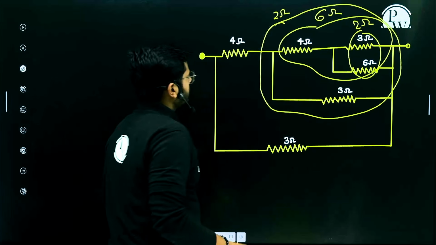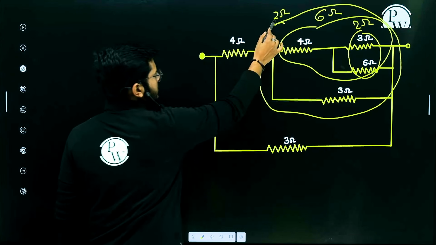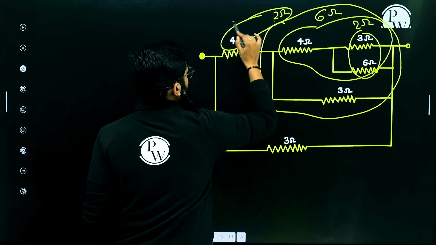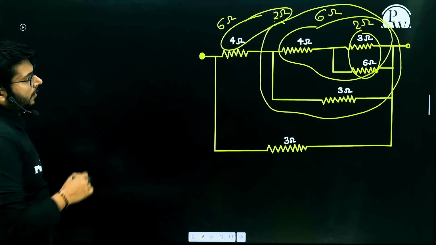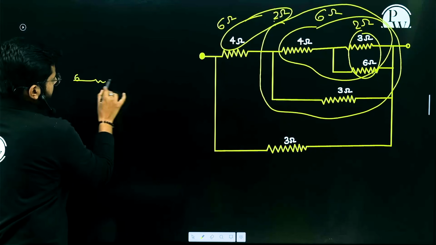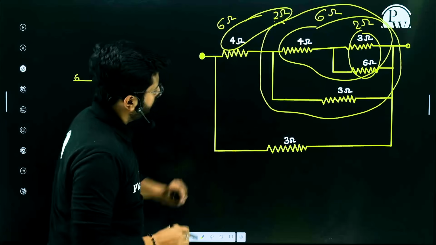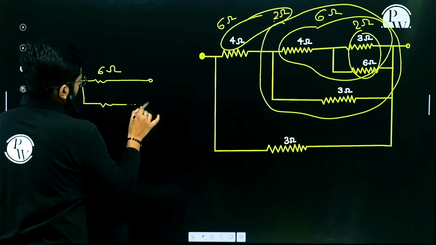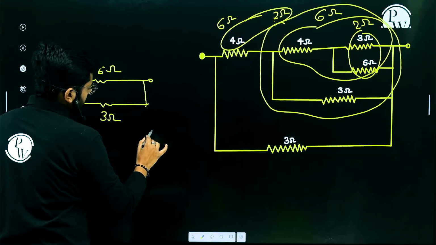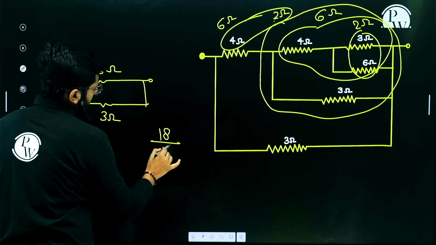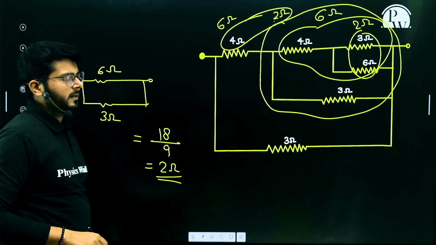All right. So you see that this 2 ohm and this 4 ohm are in series. So again, they will reduce to 6 ohm. All right, so you see that this is the point. You have 6 ohm, and then there is one more arm, that is 3 ohm. So 3 and 6 are in parallel to each other. So 3 into 6 upon 3 plus 6, which is 2 ohm. So the net resistance of this whole thing is going to be 2 ohm only.